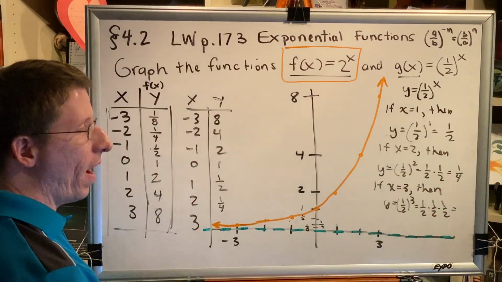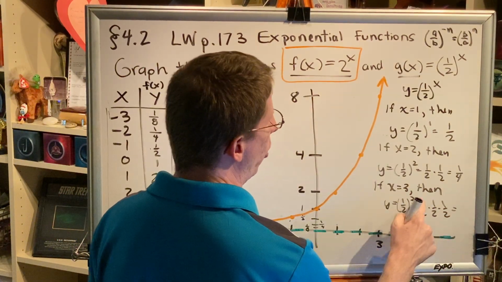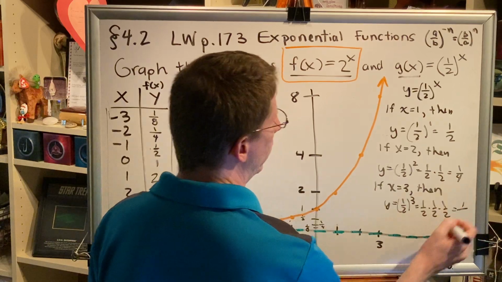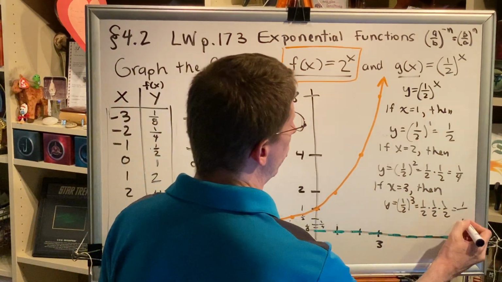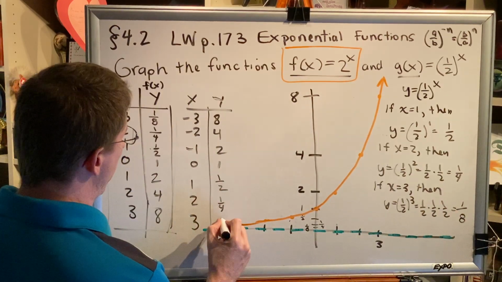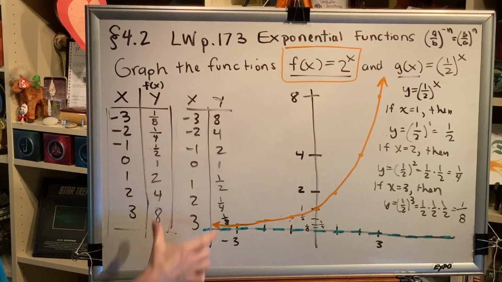You know how multiplying fractions works, right? Just multiply across the numerators to get your new numerator. 1 times 1 times 1 is 1. And multiply across the denominators to get your new denominator. 2 times 2 times 2 is 8. So we get 1/8.